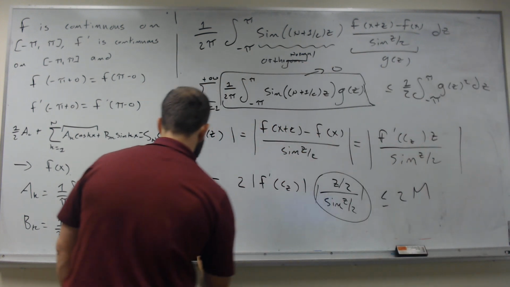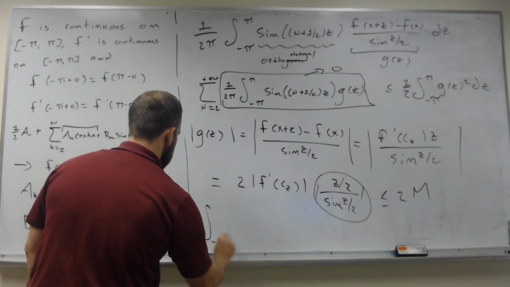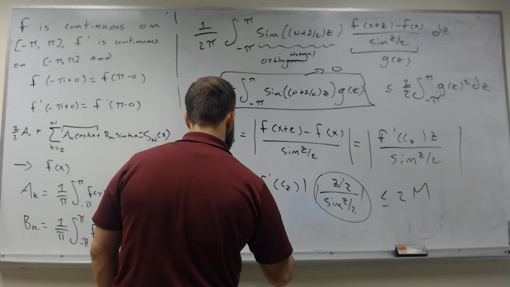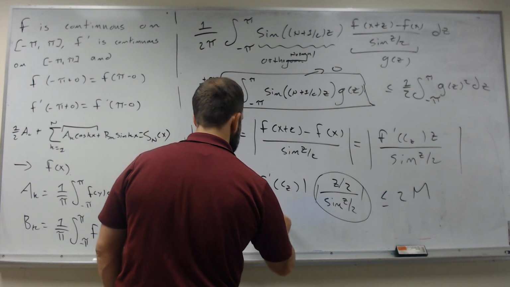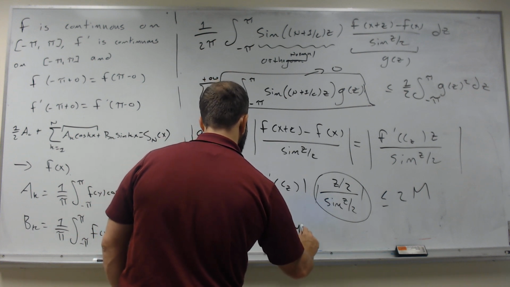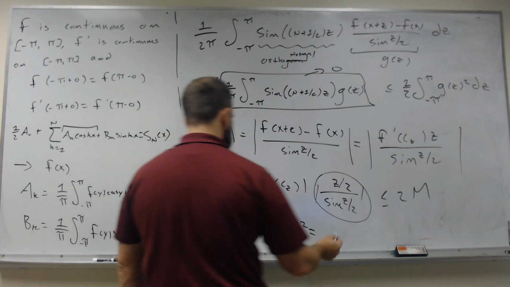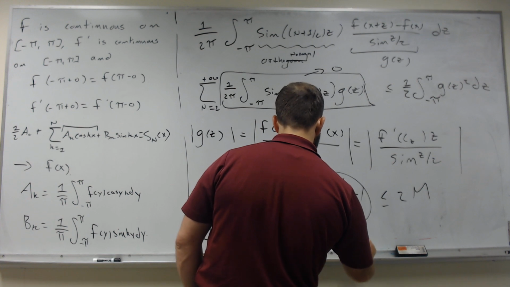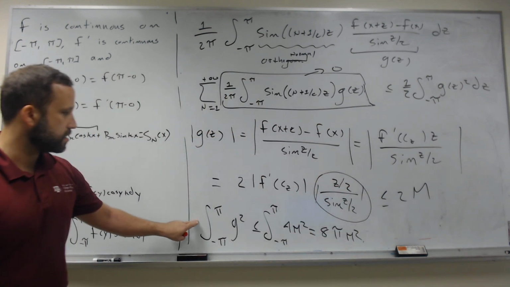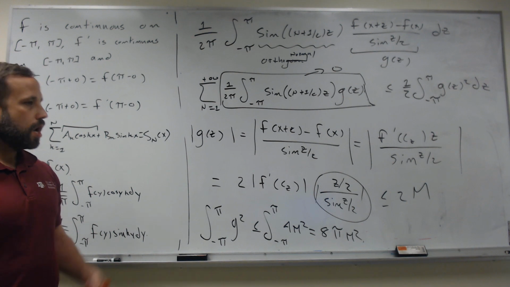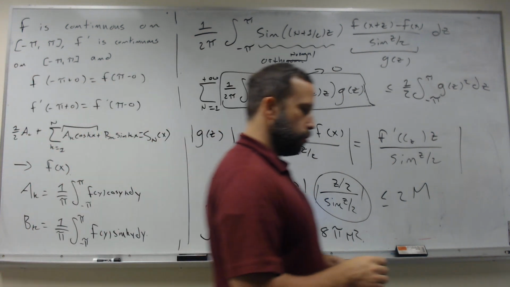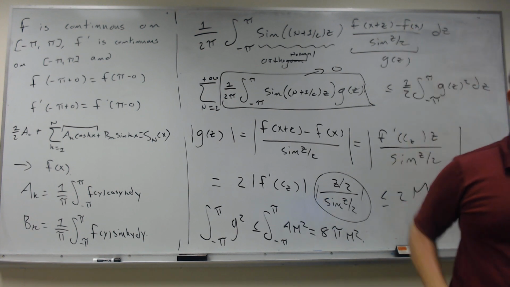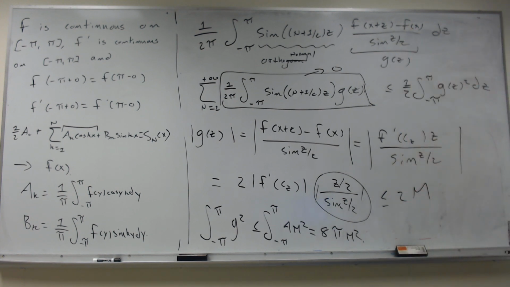So in other words, if I do the integral from minus pi to pi of g squared, this is going to be less than or equal to the integral from minus pi to pi of 4m squared, which is equal to 8 pi m squared. In other words, this is finite. And so that finishes the proof of the convergence of Fourier series for a continuous function where f prime is also continuous.